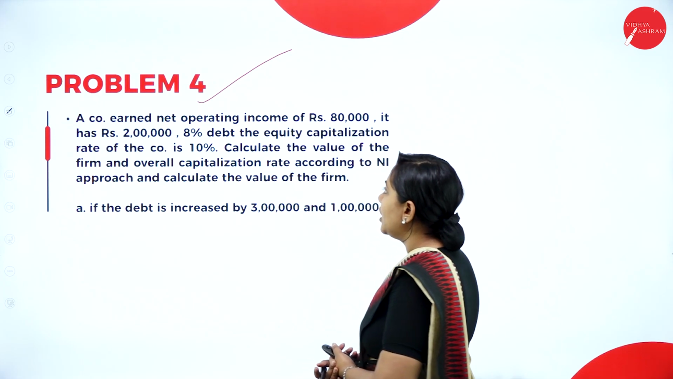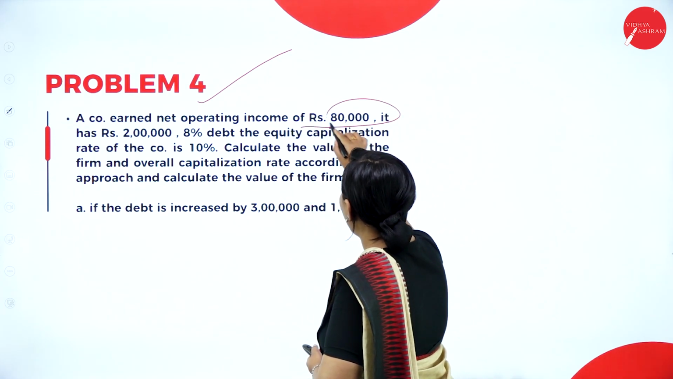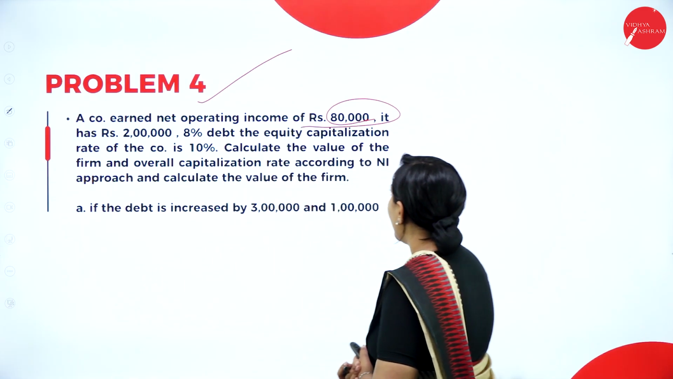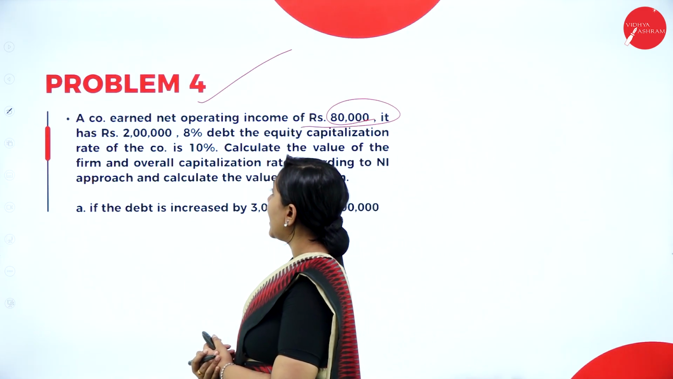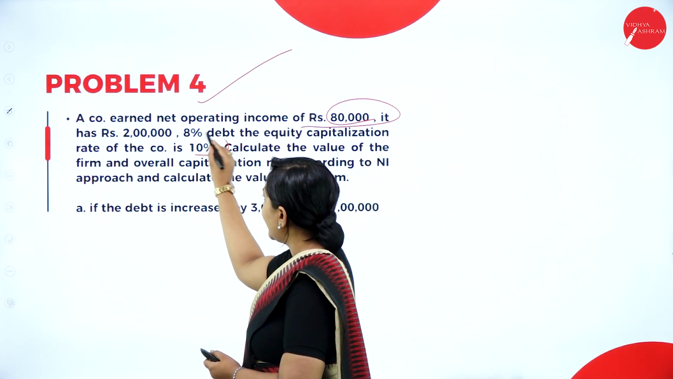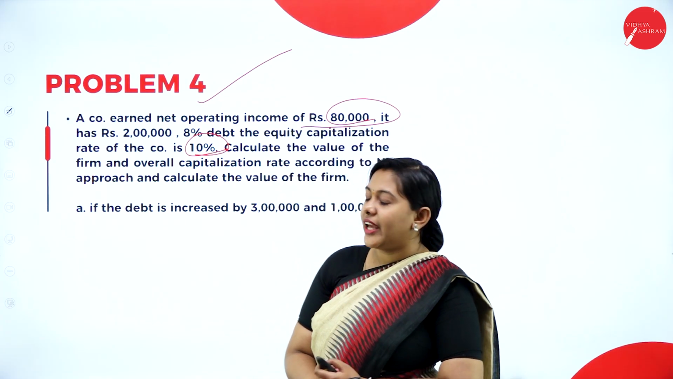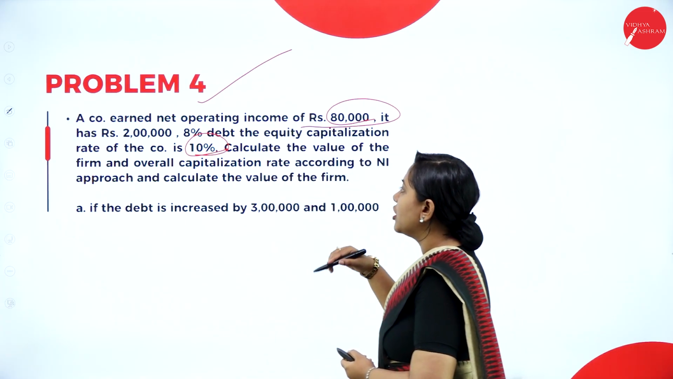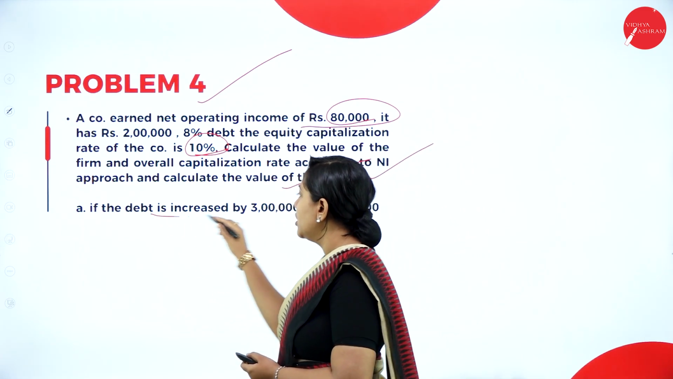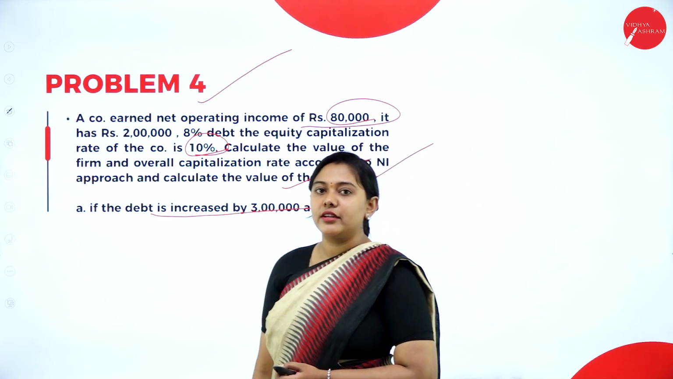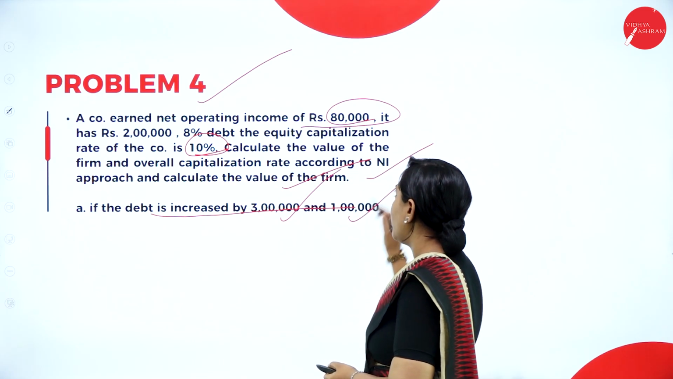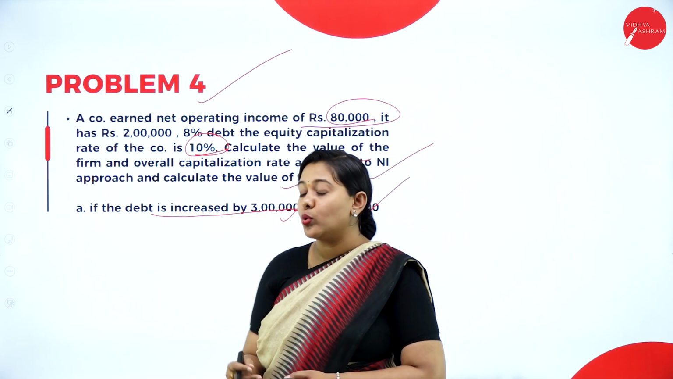Next, a company earned net operating income of 80,000. So what is the net operating income? 80,000, and it has 2 lakh 8% debt. The equity capitalization rate of the company is 10%. Cost of equity is how much? 10%. Calculate the value of the firm and the overall capitalization rate according to NI approach, and calculate the value of the firm if the debt is increased by 3 lakh and decreased by 1 lakh. So 3 calculations you all have to do here.